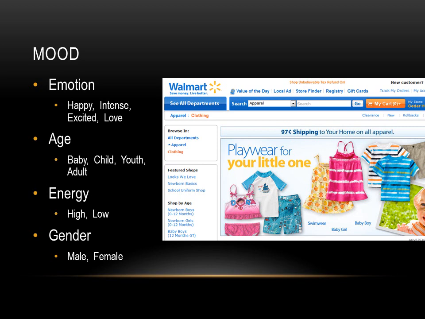So the emotions: happy, intense, baby, child. Did you select baby or child? Did you select a high energy? Did you select a trend towards female? Because it turns out it's the mother that actually buys all the kids' clothes. If you did that, then they accomplished their goal. They evoked the feeling, they evoked the attraction, the emotion for the right kind of thing.